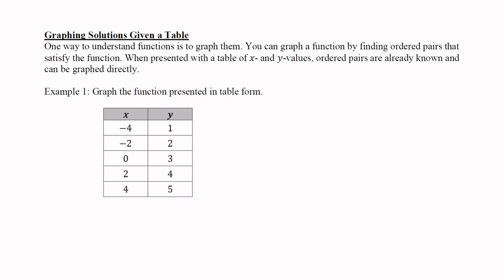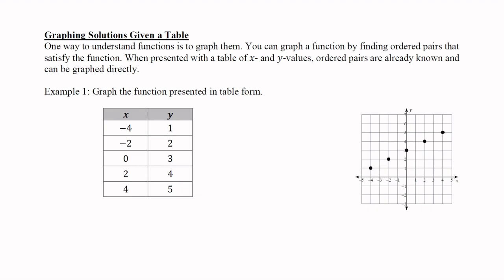If we want to graph this function, all we have to do is graph the ordered pair -4, 1, the ordered pair -2, 2, the ordered pair 0, 3, and so on. And so when you graph those ordered pairs, you would get this result, a discrete function that is graphed in this manner.